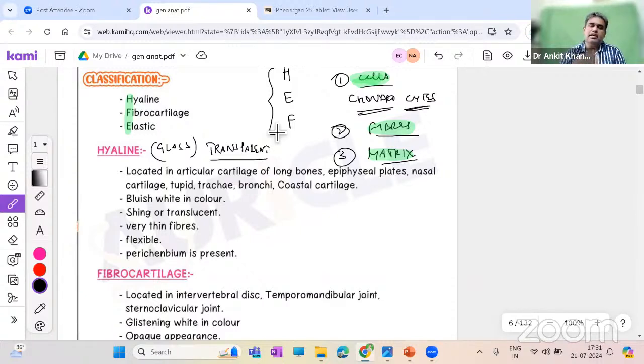For example, between the camera and myself, there's a whole lot of air and a lot of stuff circulating in the air, but we are not able to see it. You're only able to see me directly and the stuff behind me. It doesn't mean there is nothing between me and the camera, right? Similarly for the hyaline cartilage. It is located in the articular cartilage of long bones, epiphyseal plate, nasal cartilage, trachea, bronchi. It is bluish white in color, shining, with very thin fibers, flexible, and perichondrium is present. Like we have periosteum covering the bones, we have the perichondrium which covers the cartilage. So this is where the hyaline cartilage is found.